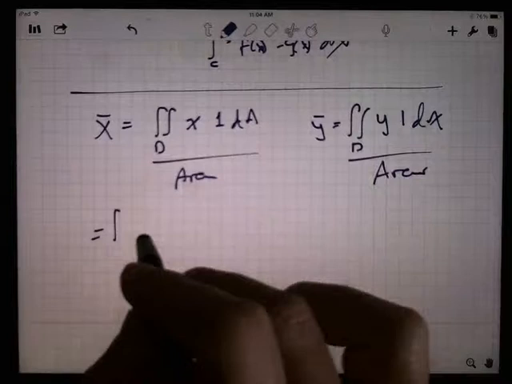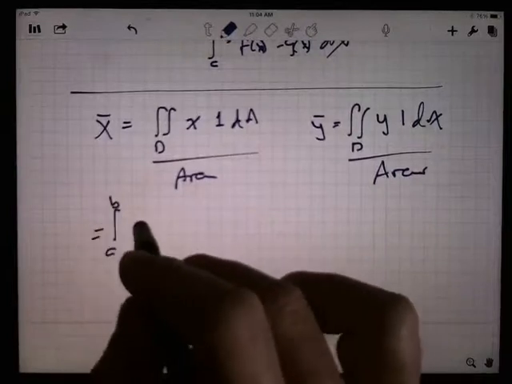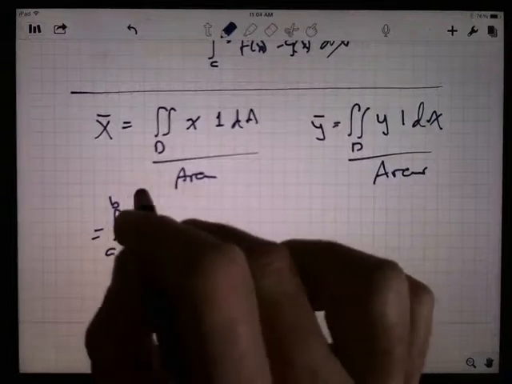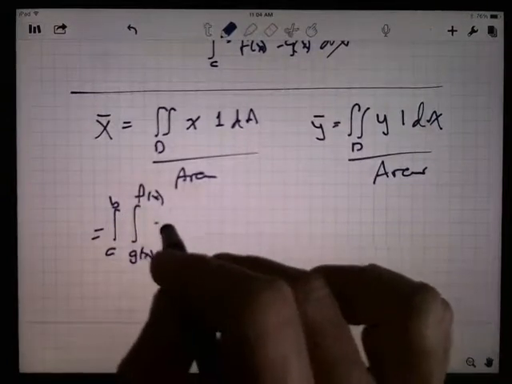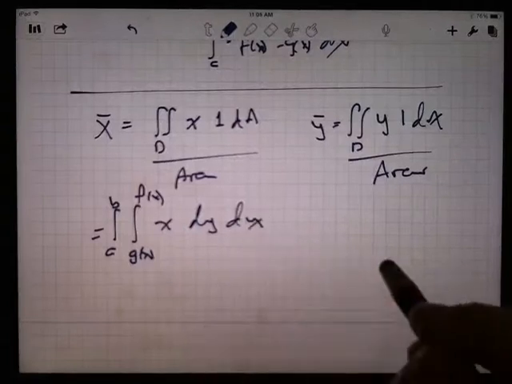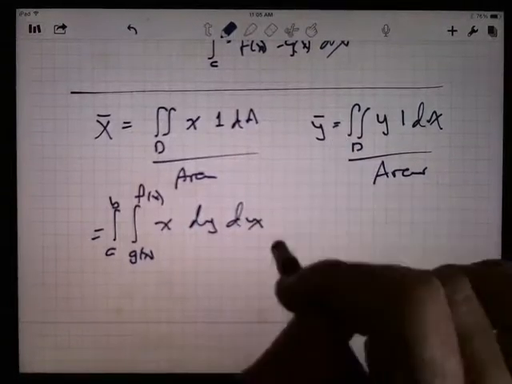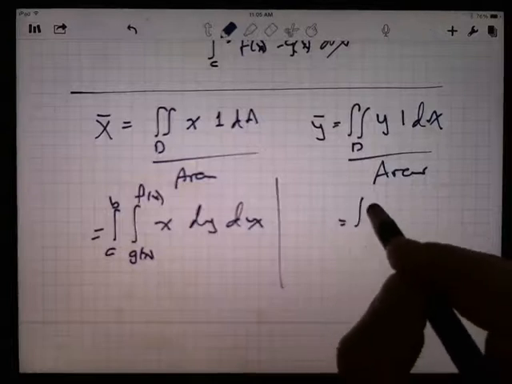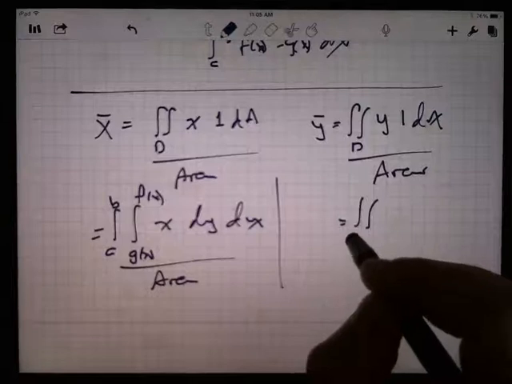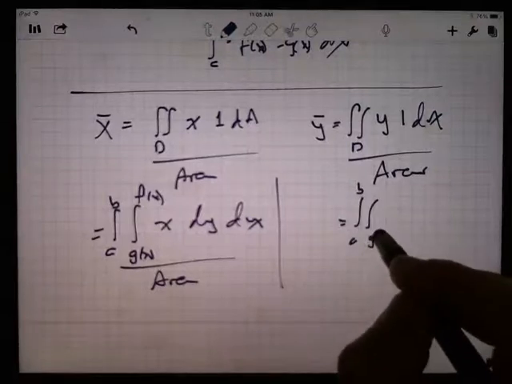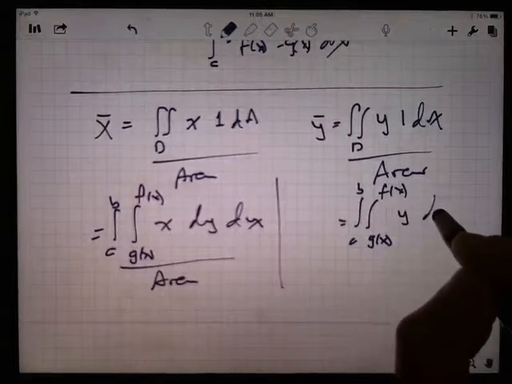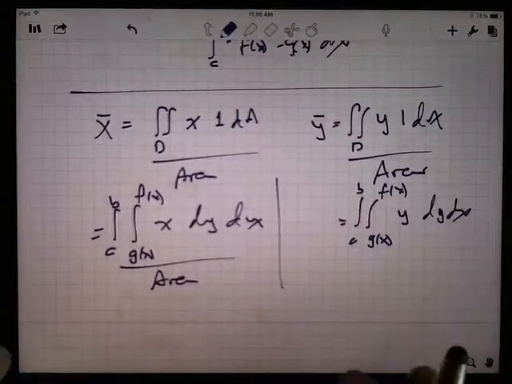So this would be the integral from a to b, the integral from g of x to f of x, dy dx. There we go. The y bar here is the same integral. I'm still dividing by the area, sorry. It's still from a to b, from g to f, but this is now y dy dx.